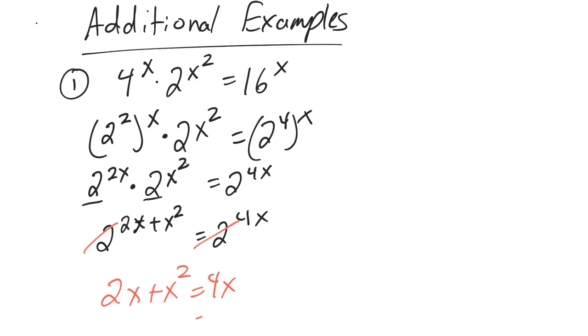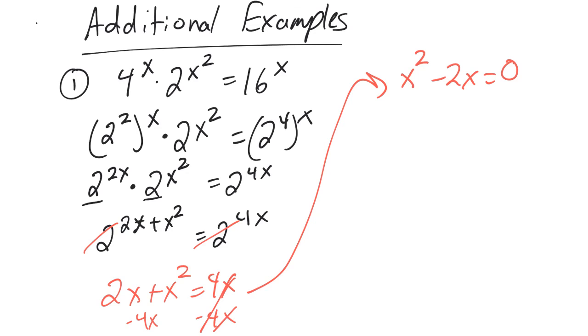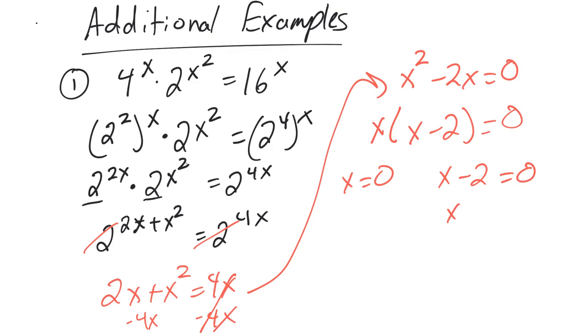Let's get this set equal to 0. So minus 4x. So we have x squared minus 2x equals 0. This one we can factor, pulling an x out of both. So x times x minus 2 equals 0. That means x must equal 0, or x minus 2 equals 0, or x equals 2.